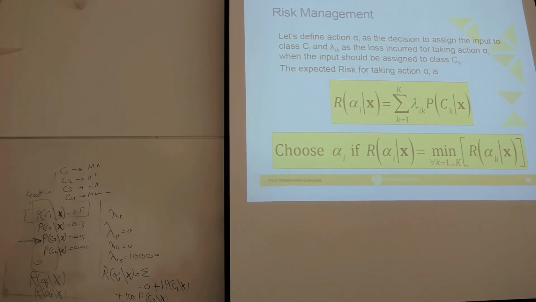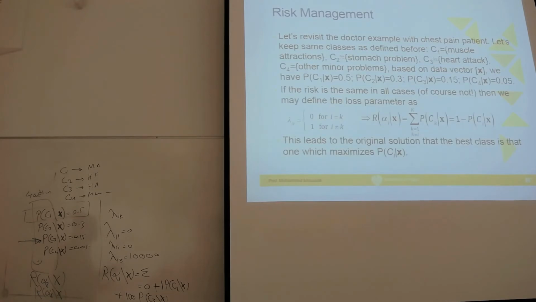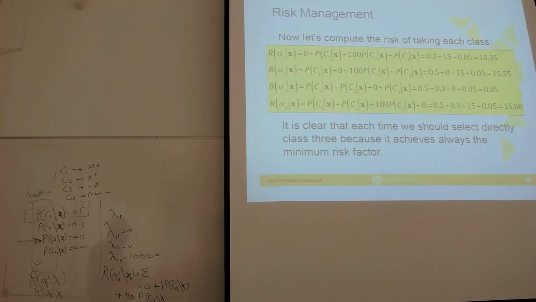So now we change it a little bit. We were thinking about selecting the class which has the highest probability of Ck given x. Now we change it a little bit, so we are looking for the class which minimizes the risk. In this example that we have, it is clear that we should always select action 3, because selecting class 3 always will have the minimum risk. Okay?